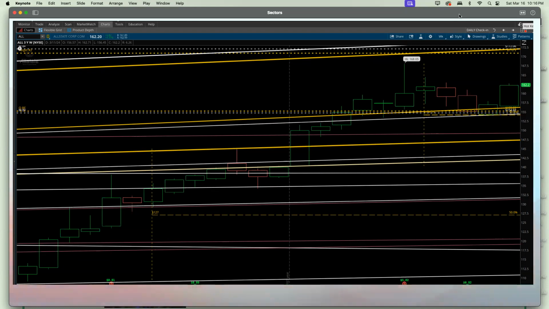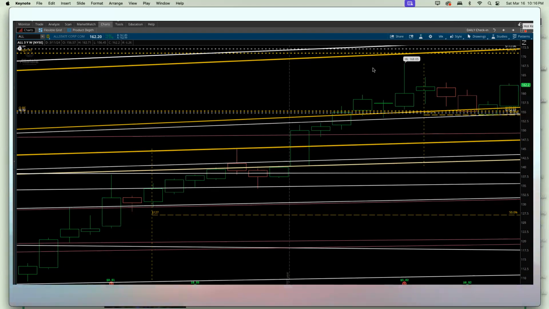I'm specifically looking at Allstate Corporation, ticker symbol ALL. Allstate falls within the financials or XLF sector. On your screen, you see Allstate on the week aggregation, meaning each candlestick represents 1 week of price data. If you see my cursor here, I'm specifically looking to trade the width between the support and the resistance, or the floor to the ceiling.